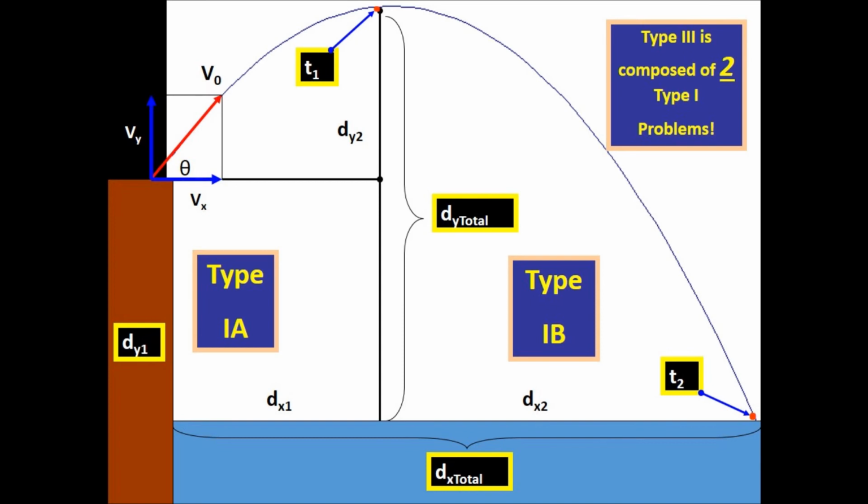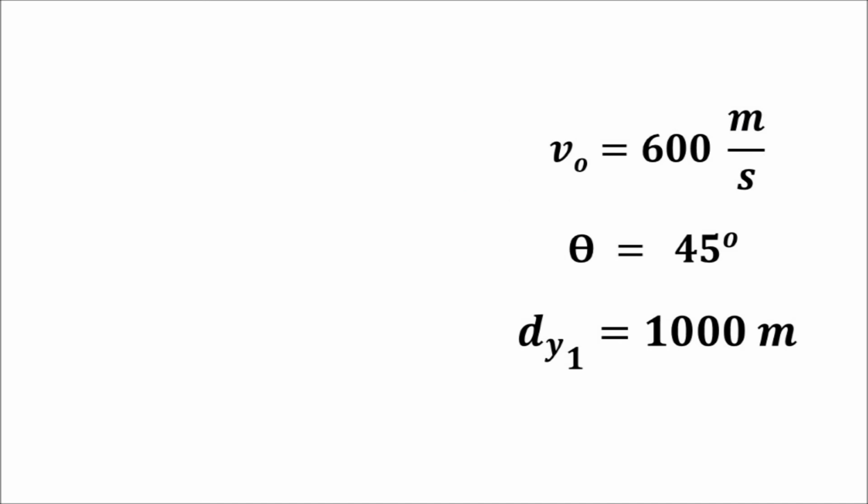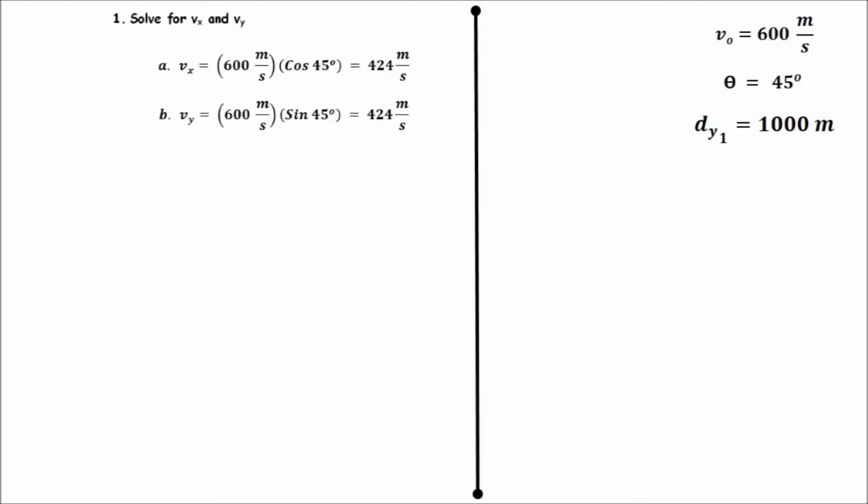Now let's do another problem. Let's say, and we're not going to use a picture this time, let's just do this by trying to remember visually what the picture is. We have V naught is 600 meters per second, the angle is 45 degrees, and dy1, or the cliff, is 1,000 meters tall. So then you calculate Vx and Vy first. You find that they are both 424 meters per second. 600 times cosine 45 is the same as 600 sine 45.